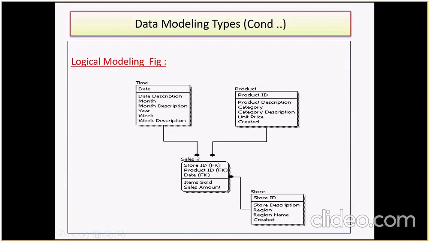This is my sales entity, this is my store entity, this is my product entity, and this is my time entity. The sales entity has all the attributes we want: store ID, from which store the product has been sold, the actual product ID, when it is sold, how many items of that product are sold, like 1, 2, 3, 4, 5, and what is the amount. They are related: store ID is a foreign key from the store table, product ID is a foreign key from the product table, and the date is a foreign key from the time entity.